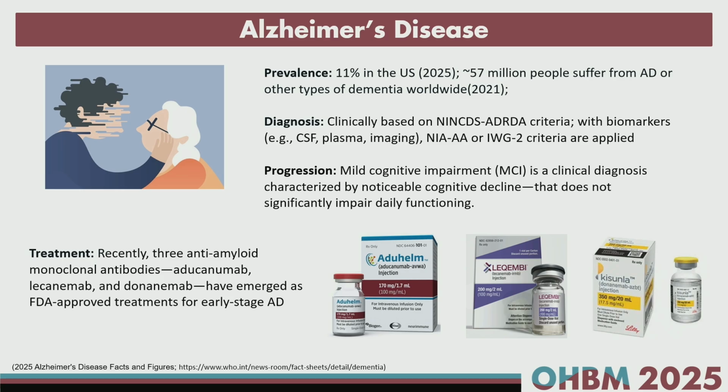Mild cognitive impairment can be an early stage of Alzheimer's disease, and more than 50% of them would progress to Alzheimer's disease in 5 years. Luckily, we have several anti-amyloid treatments these days, and that has also increased the need for early intervention and early detection.